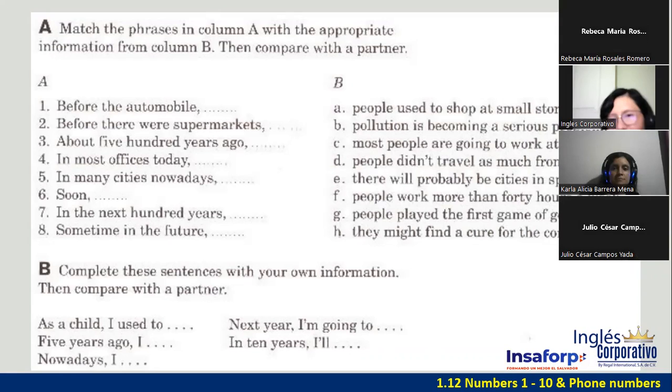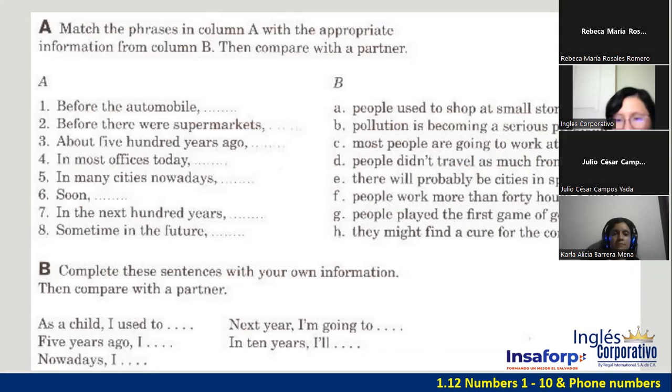Rebecca, what about you? Okay. As a child, I used to play a lot of basketball. Like Ivan? 5 years ago, I decided to resume my university studies. Nowadays, I don't care about many things that I cared about when I was young. Yeah, totally, Rebecca. Totally get you there, okay? Next year, I'm going to travel with my daughter. In 10 years, I will have 2 properties to rent. Okay, excellent. Good ideas and good plans, Rebecca.